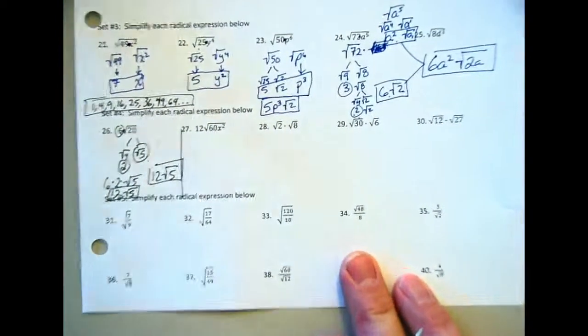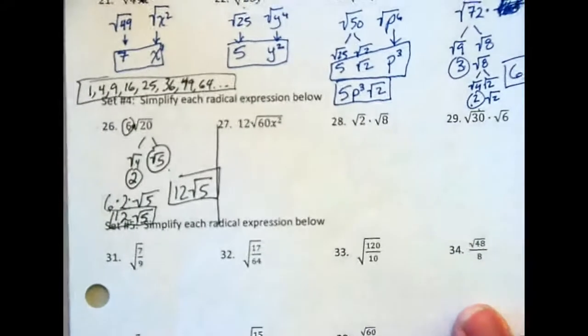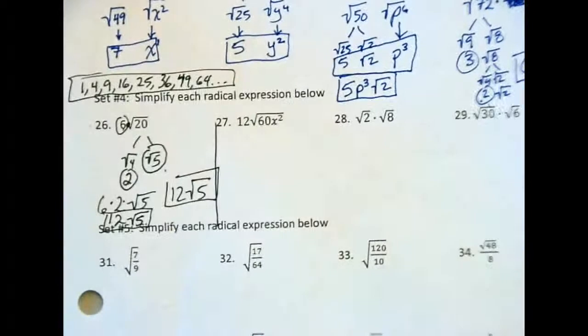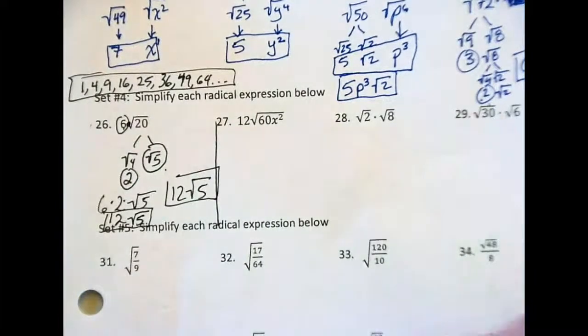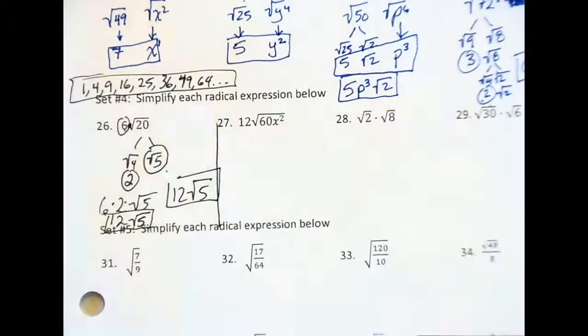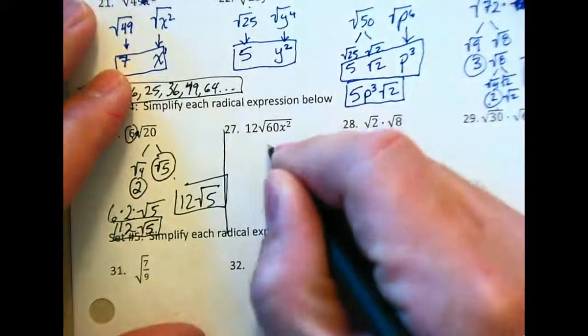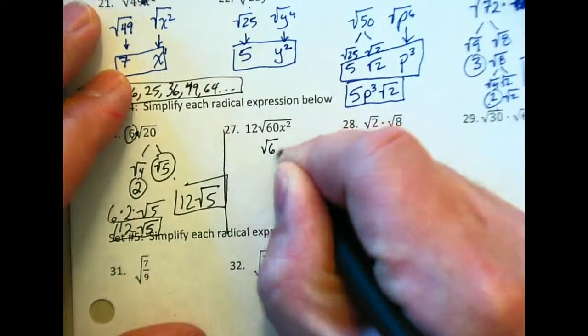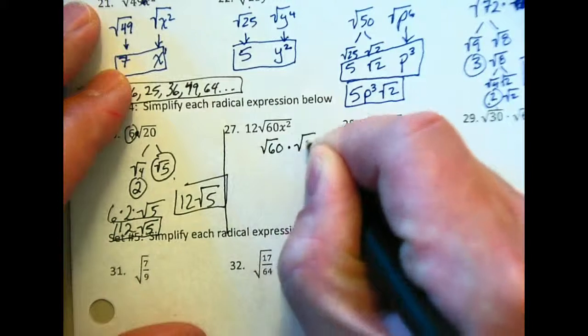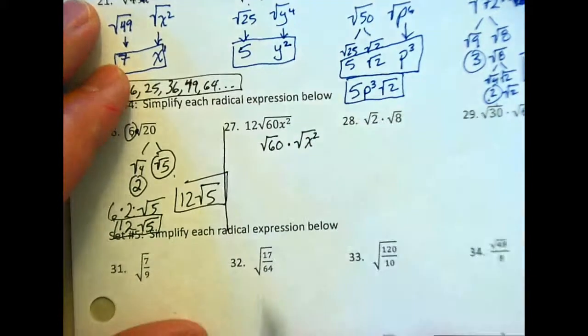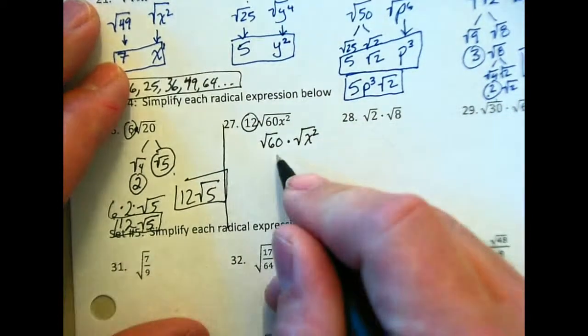Very true. Okay, I want everyone to try number 27 and 28 right now, please. Get as far as you can. Okay, number 27. What do we do? Thoughts? Kara? You find what goes into the radical 60x squared. Okay, find out what goes into the radical 60x squared. And let's go ahead and separate those two things first. And so we don't do anything with the 12. What goes into root 60?